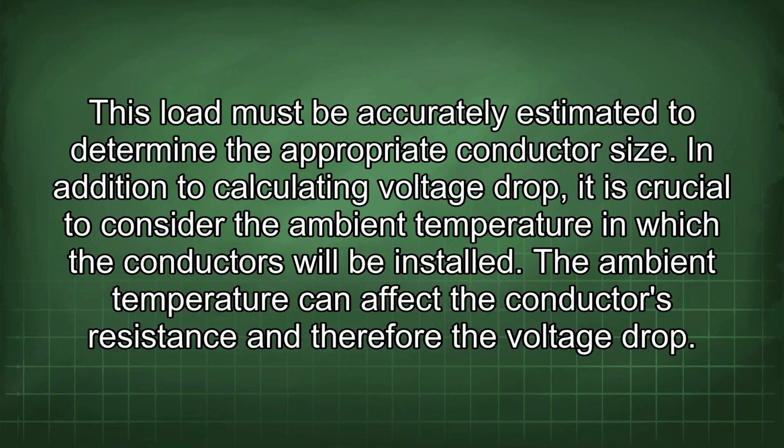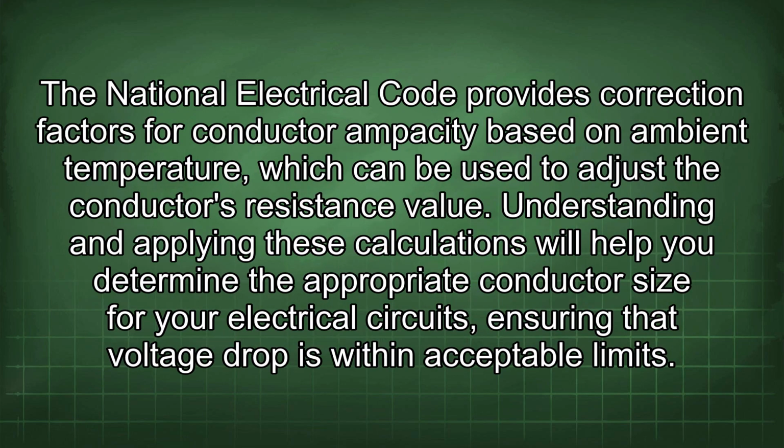In addition to calculating voltage drop, it is crucial to consider the ambient temperature in which the conductors will be installed. The ambient temperature can affect the conductor's resistance and therefore the voltage drop. The National Electrical Code provides correction factors for conductor ampacity based on ambient temperature, which can be used to adjust the conductor's resistance value. Understanding and applying these calculations will help you determine the appropriate conductor size for your electrical circuits, ensuring that voltage drop is within acceptable limits.